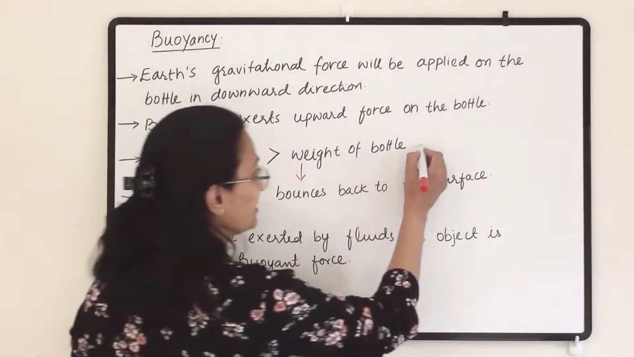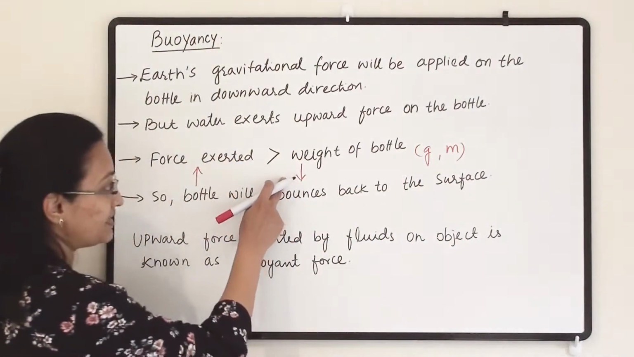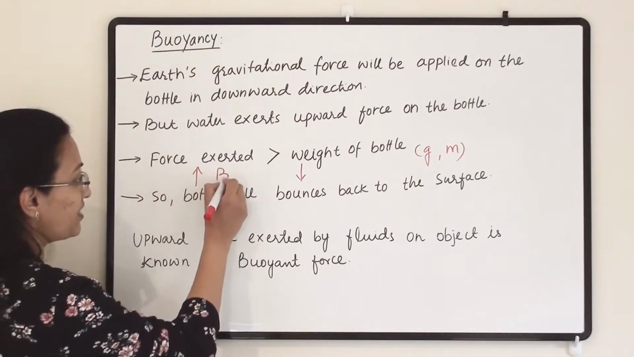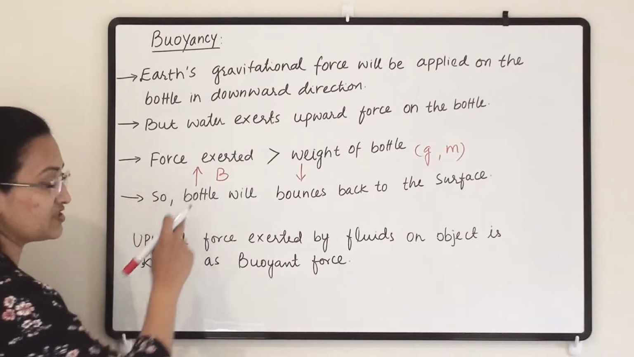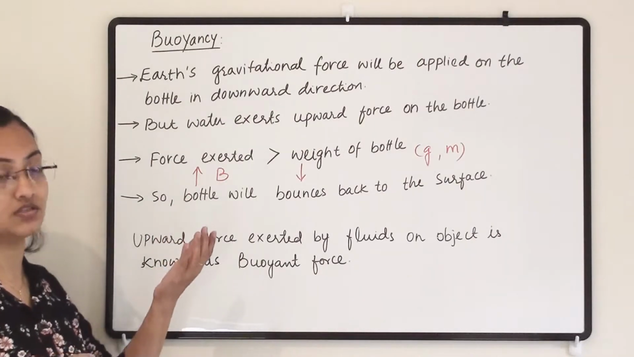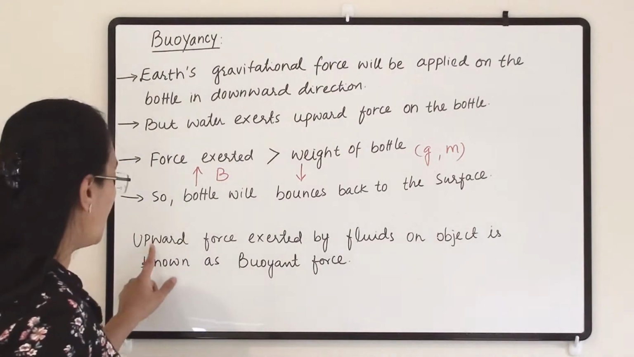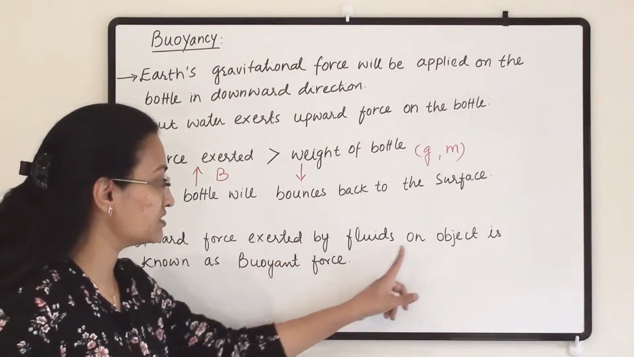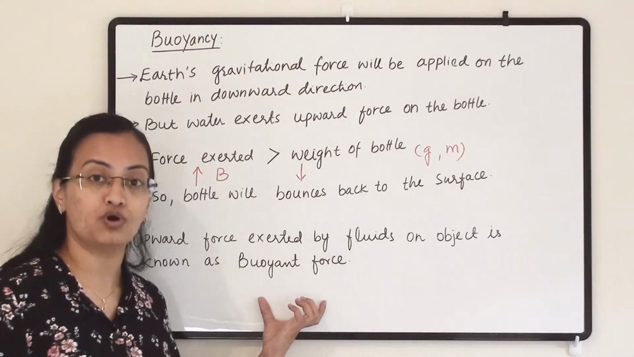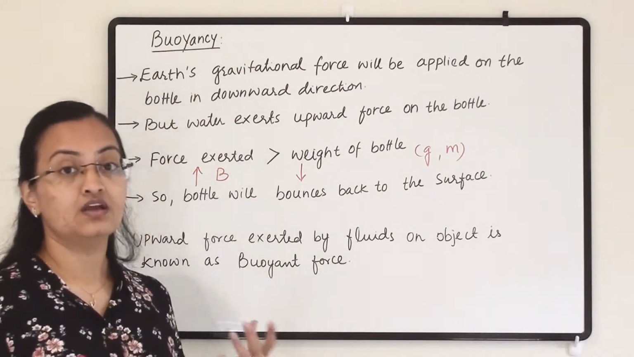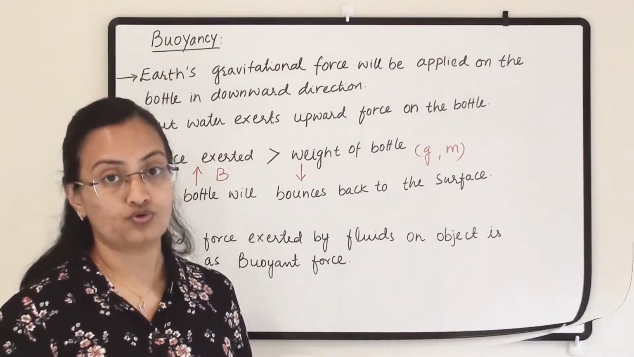The downward force is due to the gravity and the mass of the object, whereas the buoyant force acts in the upward direction. That is greater, so the bottle will bounce back towards the top of the water and float on the surface. The upward force exerted by fluids on an object is known as buoyant force, and this phenomenon is known as buoyancy. Because of this, larger ships can sail on the water or in the ocean.